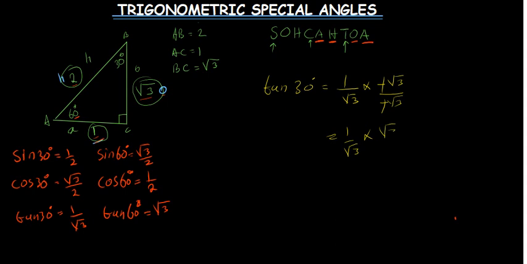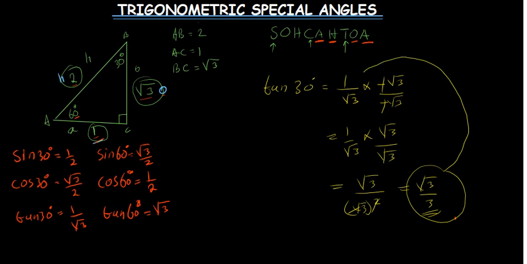multiplied by root of 3 divided by root of 3. When you multiply, you're going to have root of 3 divided by, on the denominator, root of 3 squared. The root and the square are going to go, so that would be root of 3 over 3. So this is another form you can write this one in, in case you don't want to deal with 1 over root of 3, depending on the nature of the question.